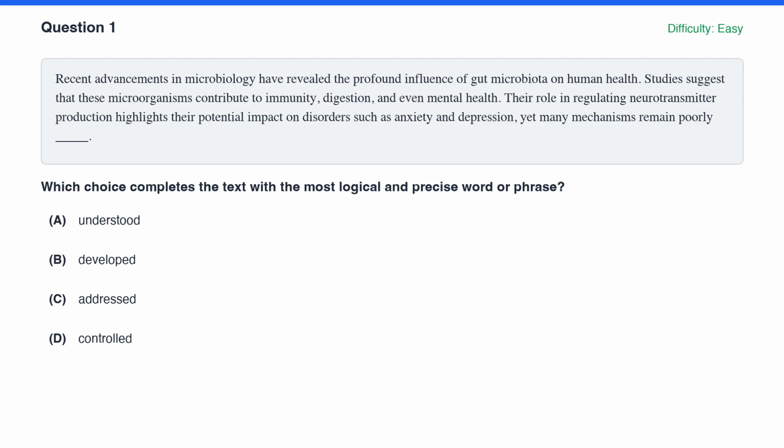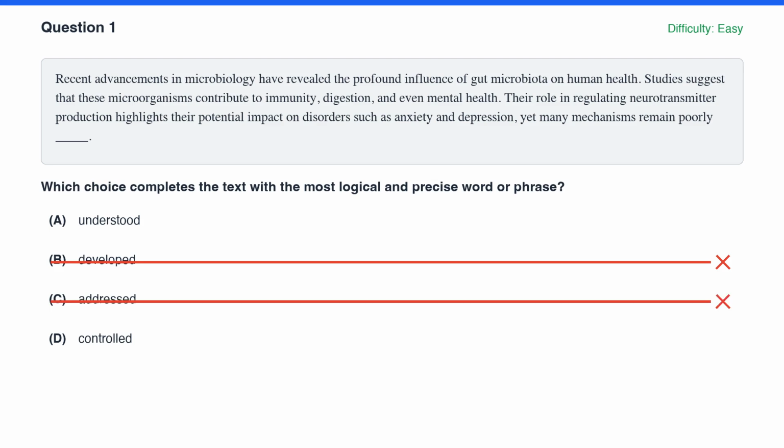Choice B, developed. Mechanisms aren't developed, they exist in nature. Wrong kind of word, cross it. Choice C, addressed. You address a problem, not a mechanism. And poorly addressed doesn't capture a knowledge gap. Cross it. Choice D, controlled. Shifts to intervention, but the passage is about what scientists know, not what they're doing about it. Cross it.